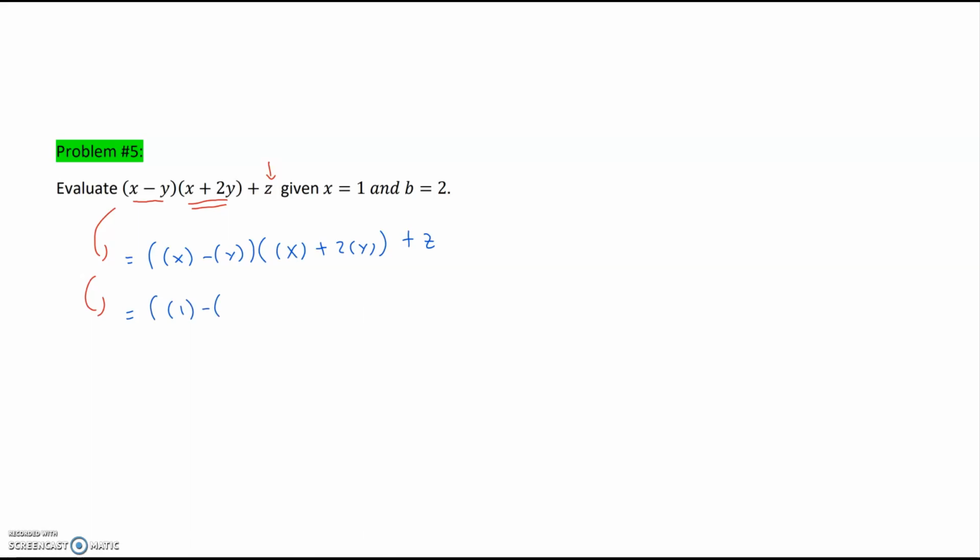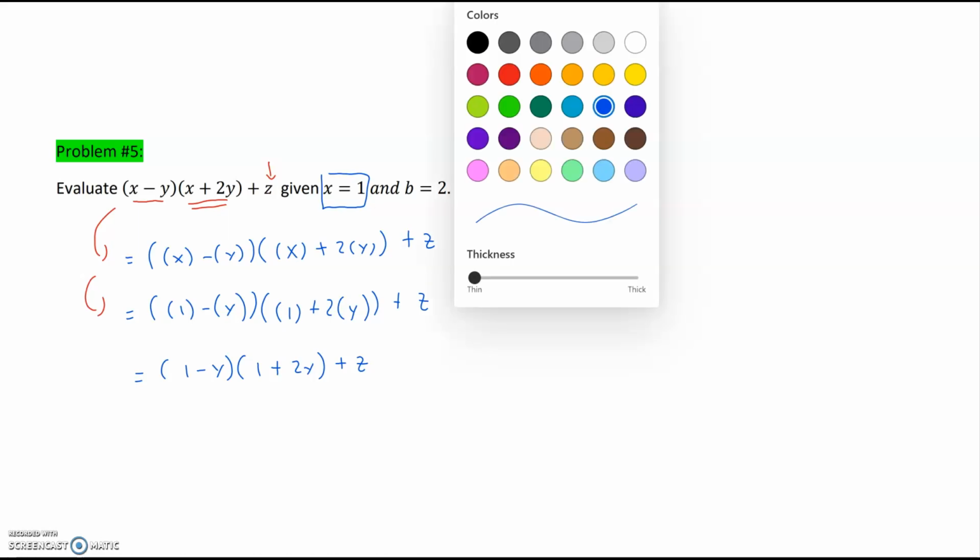Actually, wait. You're only given the x's. We're not given the y's or the z's. B is not in the expression. So in this case, this is just going to be 1 minus y times 1 plus 2 times y, it's not given, plus z. So for this expression, we just have 1 minus y times 1 plus 2y, and then plus the values of z. So this is one way to express it.